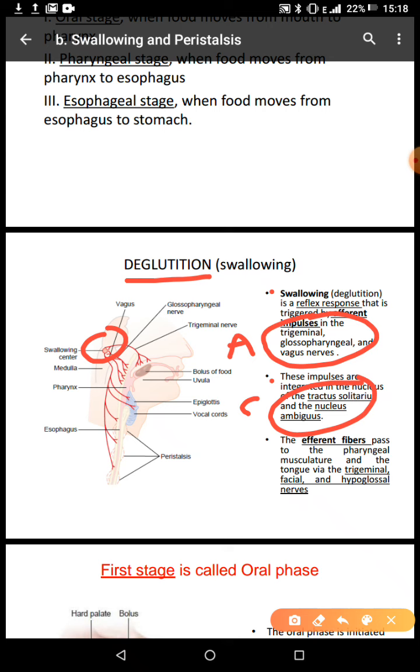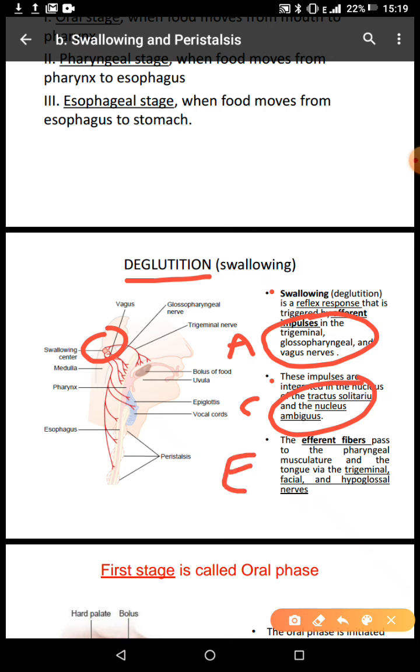nucleus ambiguus. When we say nucleus, it's just a group of cell bodies. Later on, we're going to look at what really happens in the nucleus, or if it is in the peripheral nervous system, we call it ganglia. Okay, but not for now. So we've identified the afferent and the centers. Now, what about the efferent?